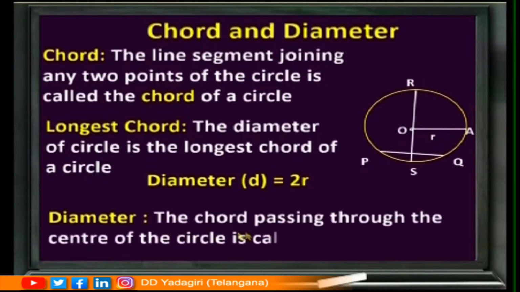What is the diameter? The chord passing through the center of the circle is called the diameter, and we can say the midpoint of the diameter is always the center.